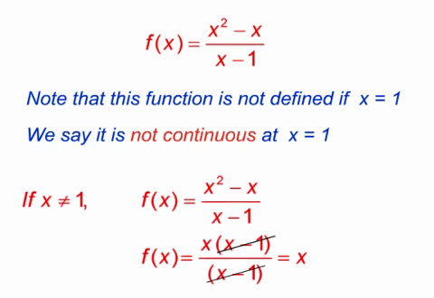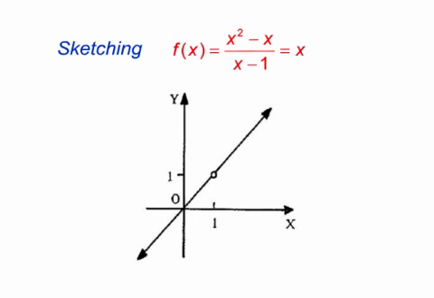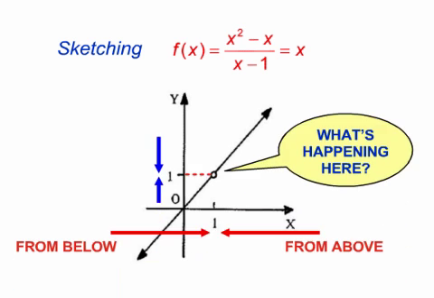So if we restrict our function to all values except for x equal to 1, we can now progress and factorize this function. x squared minus x becomes x brackets x minus 1. Notice that we can cancel terms top and bottom. In other words, the function f(x) is equal to x. So, sketching the function f(x) equals x, as you would expect, we have a straight line for all values except for x equals 1. And this is the point at which we will be investigating the limit.